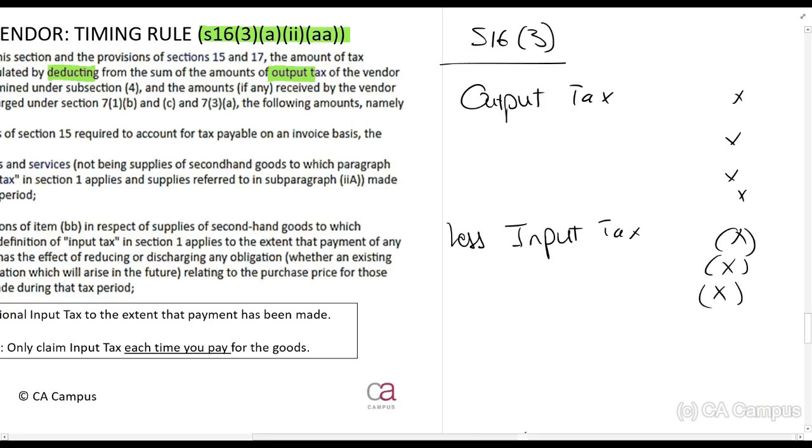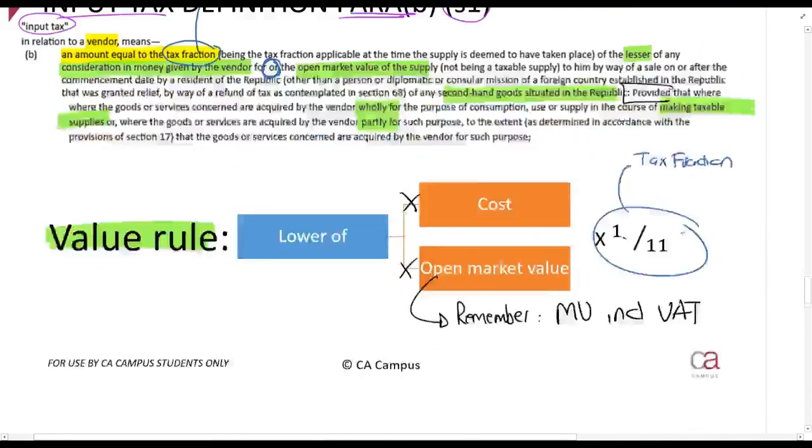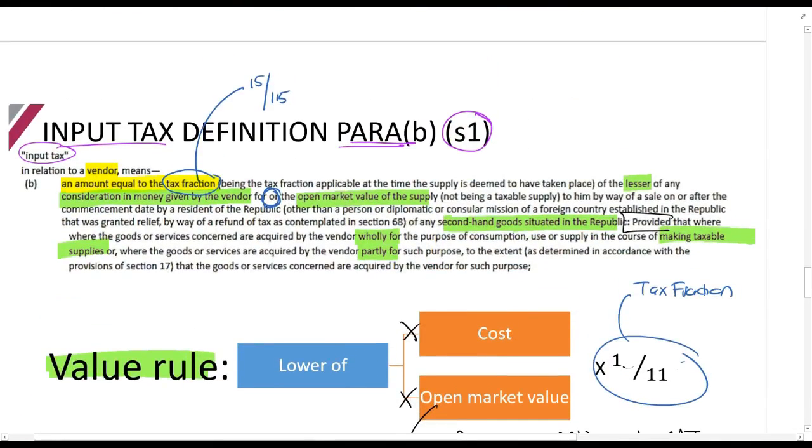Now, it gives us a special rule here. It says, in respect of the supplies of goods and services not being supplies to which paragraph B of the definition of section 1 applies. Right, so first up, input tax. Section 1, paragraph B talks about second-hand goods.